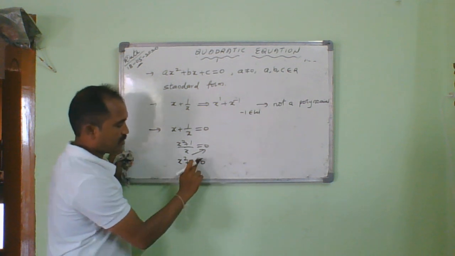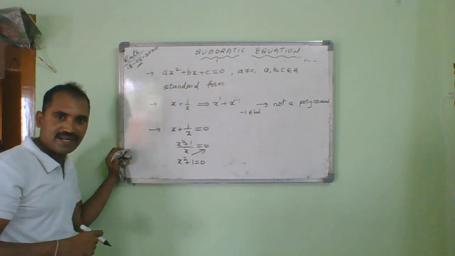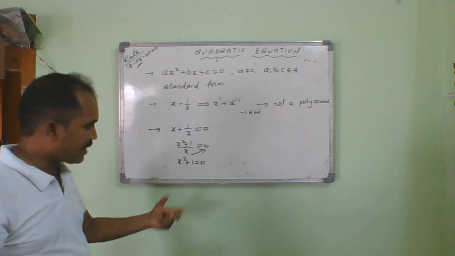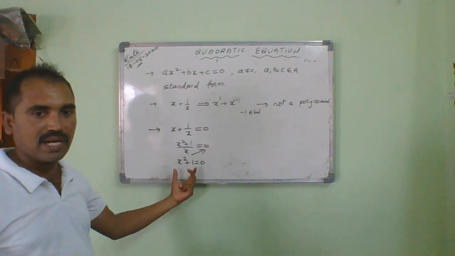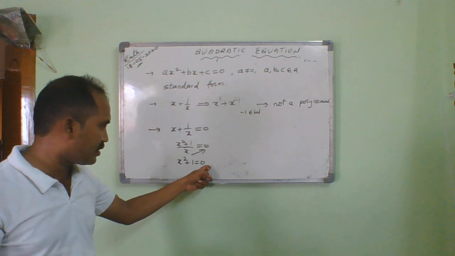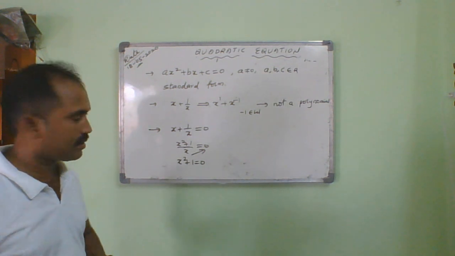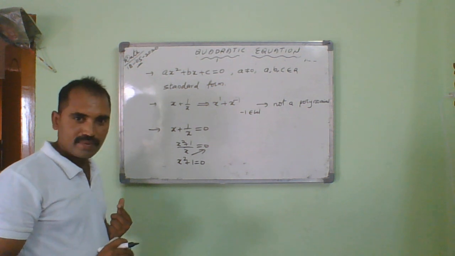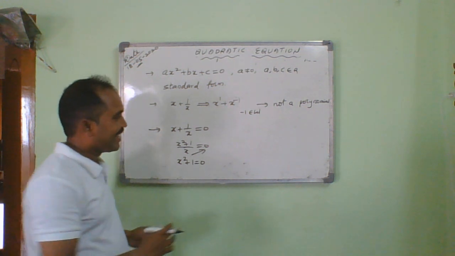Now we can check it out. Can you call it a quadratic polynomial? Can you call it a quadratic equation here? First, let us discuss the quadratic polynomial. If it is equal to 0, it's an equation. There is no doubt at all. But the thing is whether it is a quadratic polynomial or not. Yes? No. Okay.